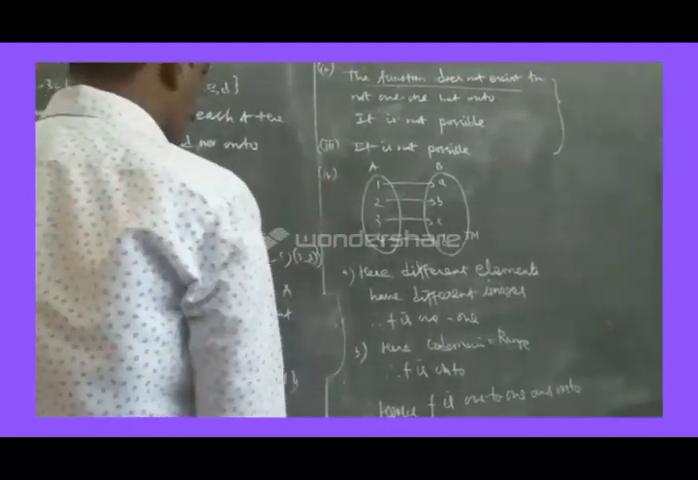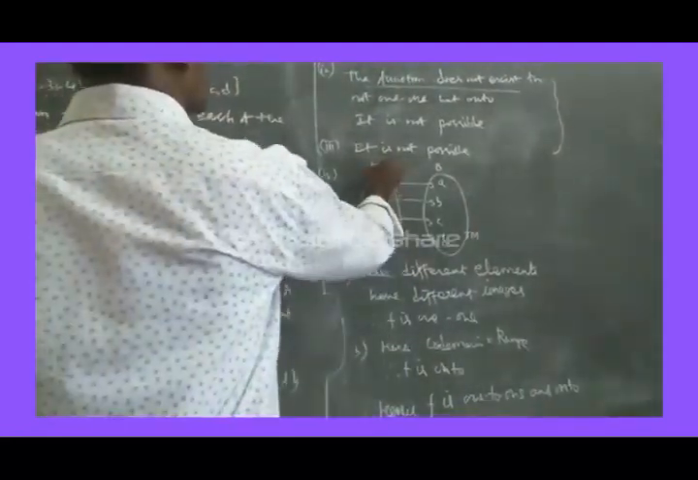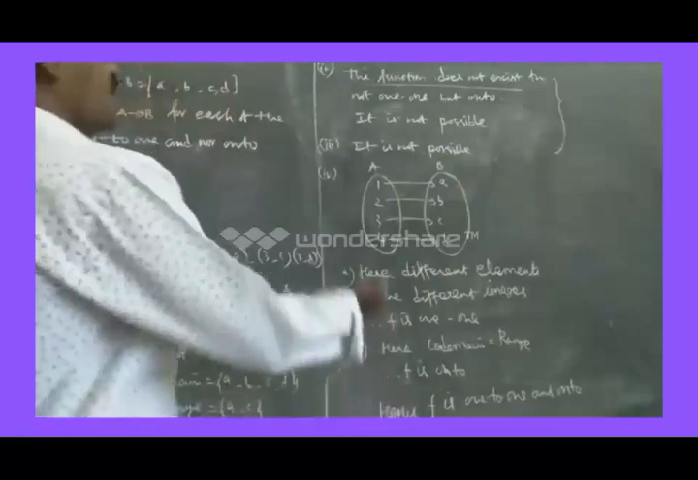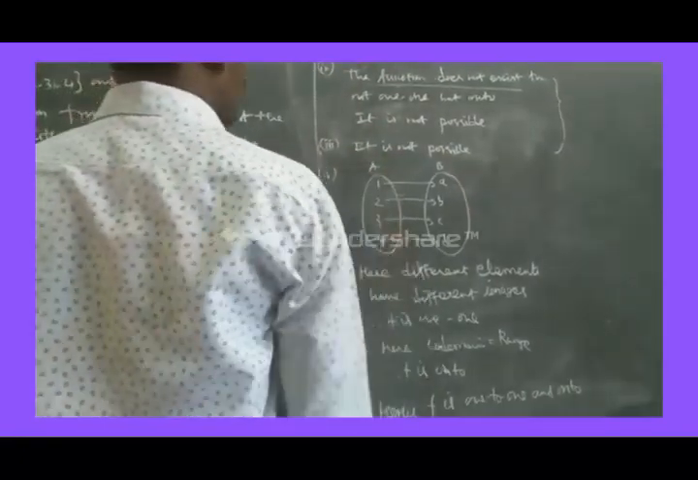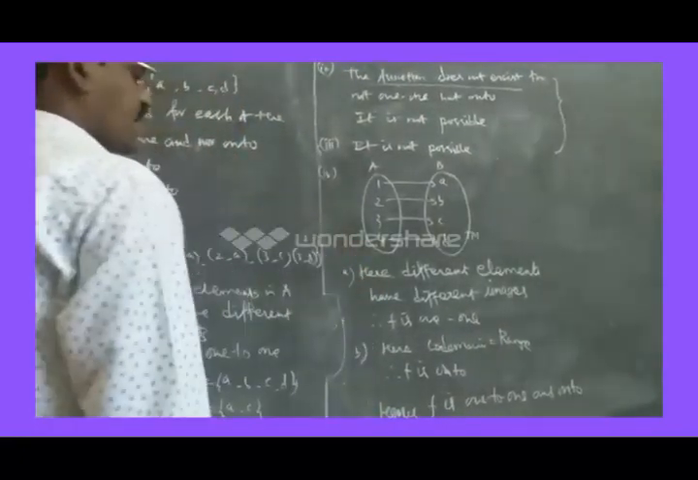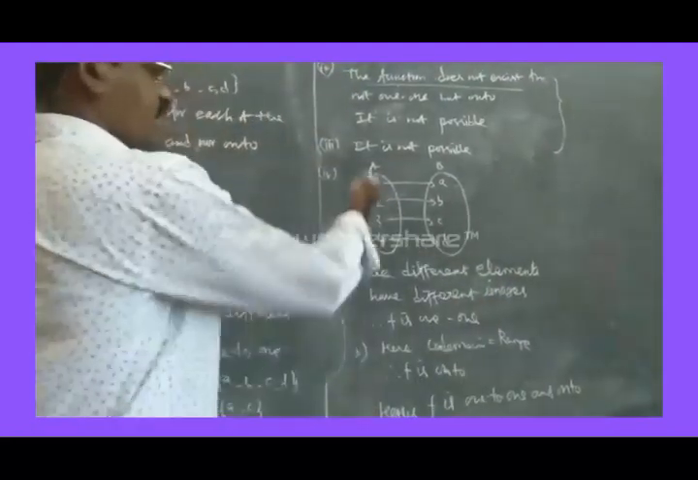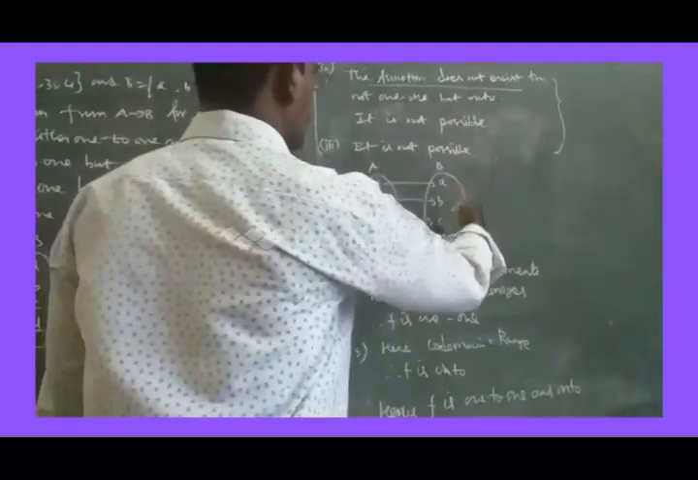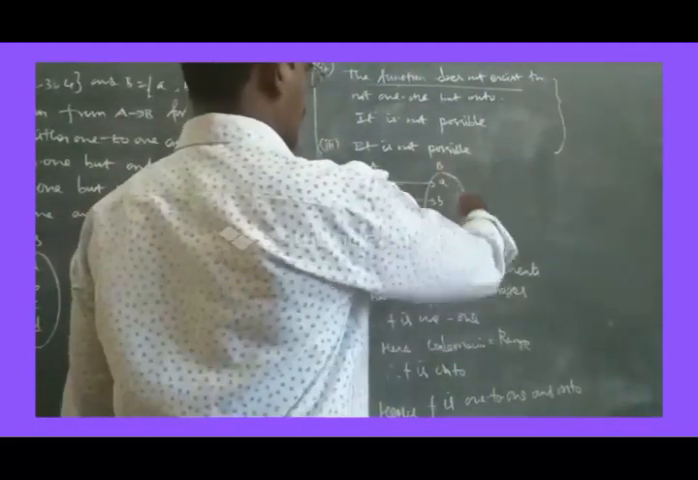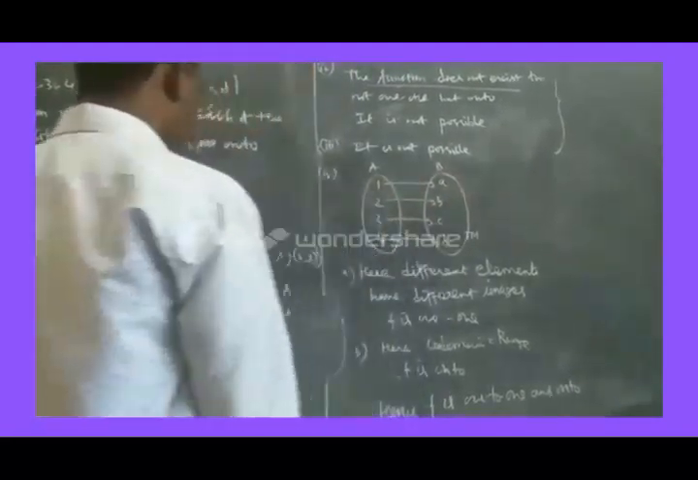Fourth one, we should draw the arrow diagram. A is 1, 2, 3, 4 and B is a, b, c, d. So A has 4 elements and B has 4 elements. So case 1, here the different elements have different images. The different elements in A have different images in B. So f is one-to-one function.